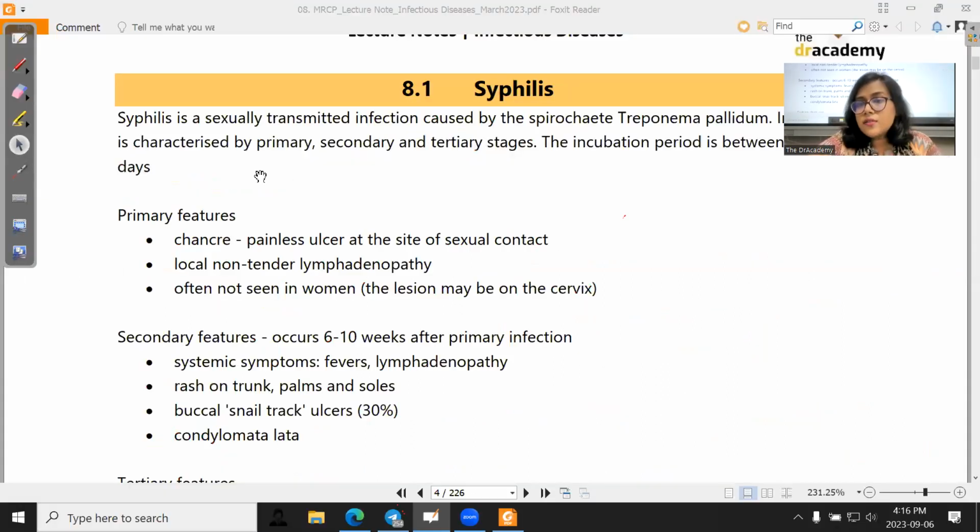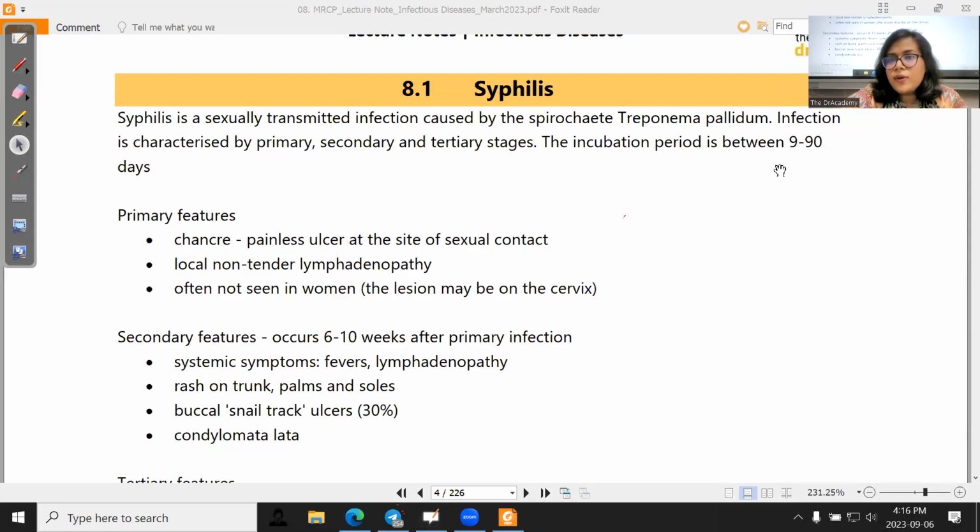All right, as you already know, syphilis is a sexually transmitted infection. This is caused by a spirochete, Treponema pallidum, okay, and characterized by primary, secondary, and tertiary stages. Incubation period is 9 to 90 days. These are all about cramming and remembering. Primary features are chancre, okay, so a painless ulcer. This is important information because sometimes they will give you a scenario where they mention either a painless or painful ulcer, because you have to pay really good, detailed attention to that particular area.